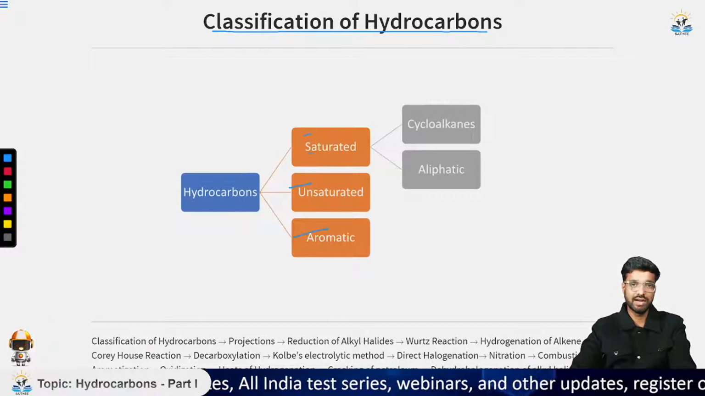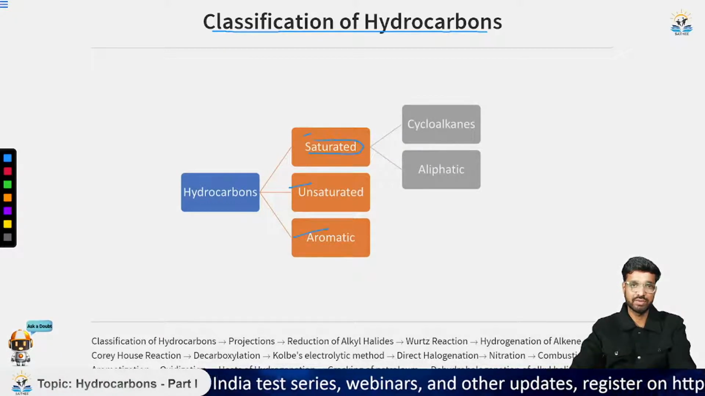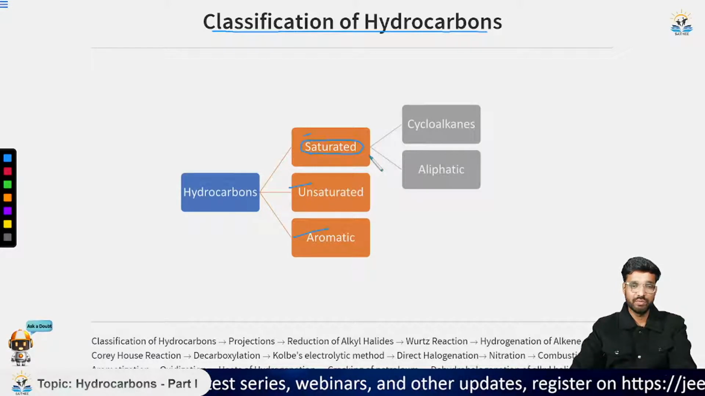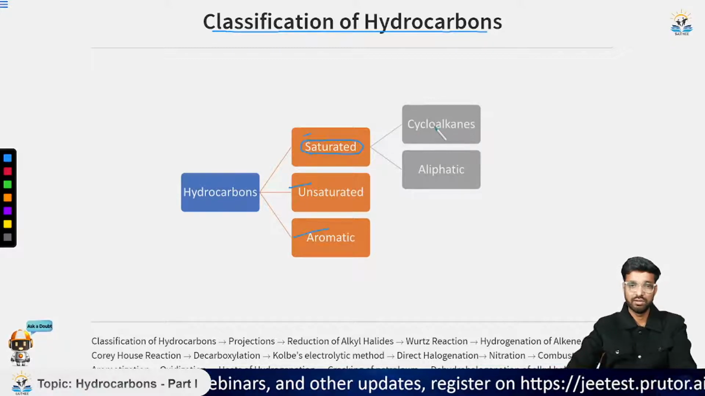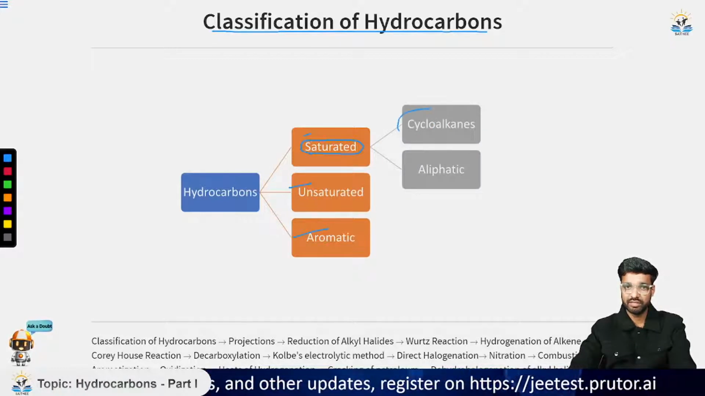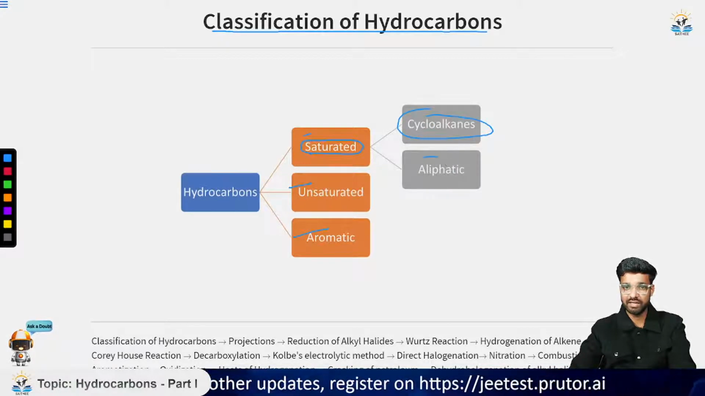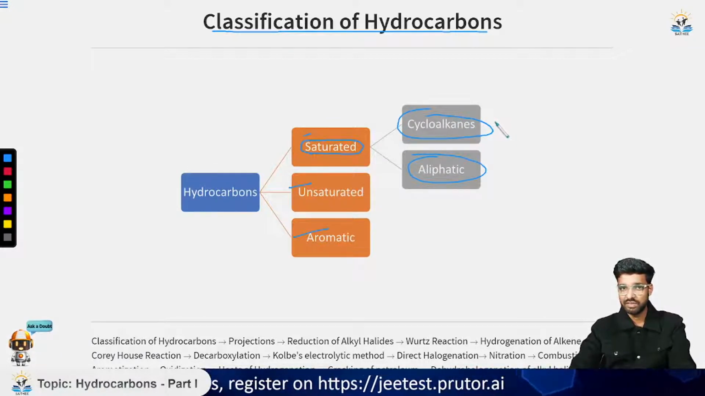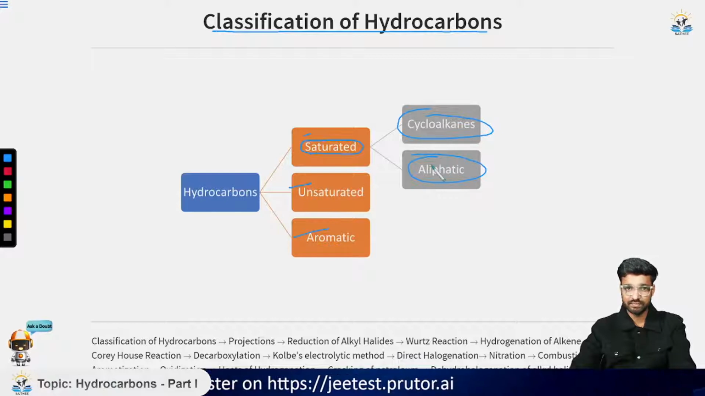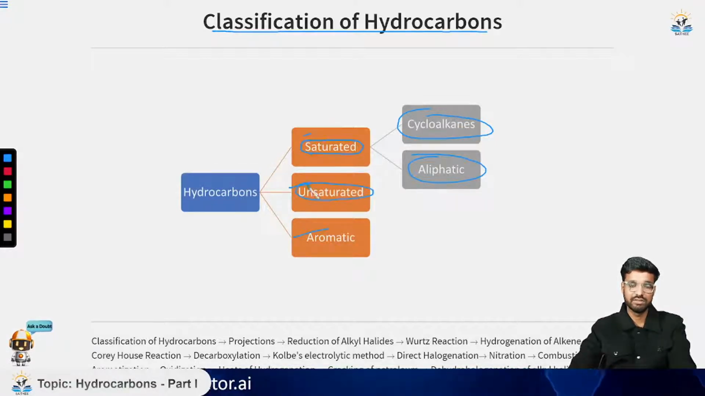So, what are saturated hydrocarbons? Saturated hydrocarbons are those which do not have a double bond. They can be of two types: the first is cycloalkanes and the second is aliphatic. Cycloalkanes are those which are cyclic in nature. In aliphatic, the open chain structures are called aliphatic ones. The second type is unsaturated; unsaturated means they have a double bond between them.